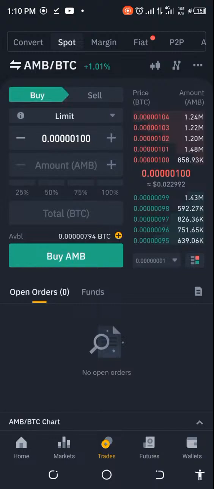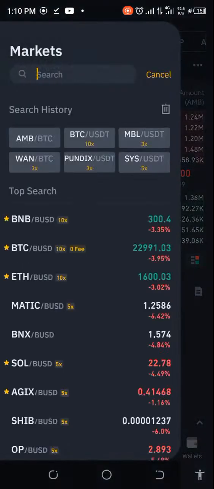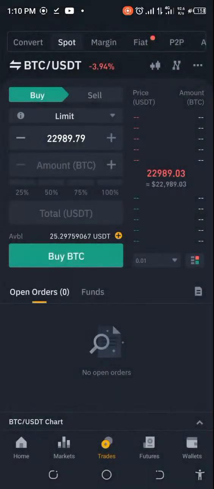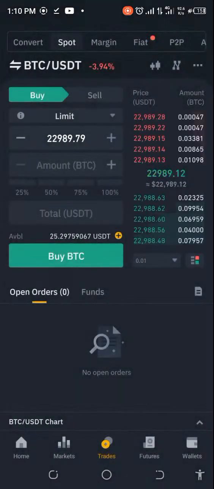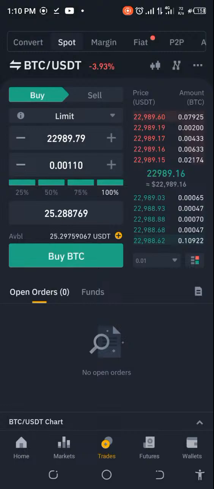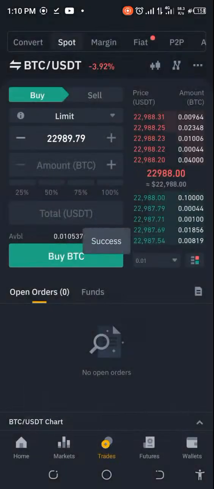So let's go ahead and try to get some BTC. Okay, so we have to go and get BTC USDT. Let's get that. What we want to do now is buy 100% of that, and then we just buy that immediately. I'm sure that will go. Awesome, so we've done that.